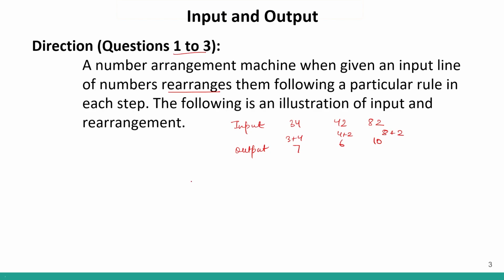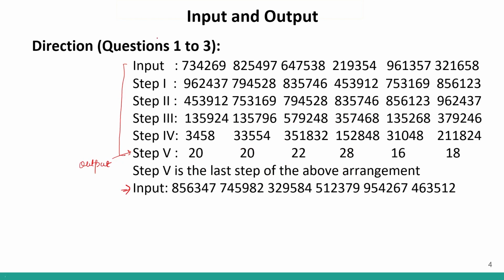Correct? So if I am given an input, let's say of 16, 14, and 22, and I have to find the output, what will I do? I will decipher this logic and use it to find the output. So it will be 1 plus 6, 1 plus 4, and 2 plus 2. So the output will be 7, 5, and 4. Correct? So this is how you proceed with input and output questions. Correct? So let us come to this question.